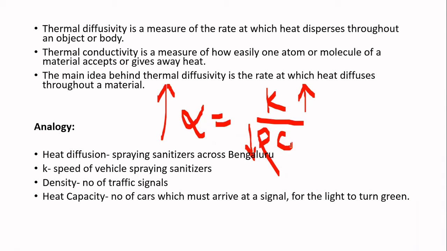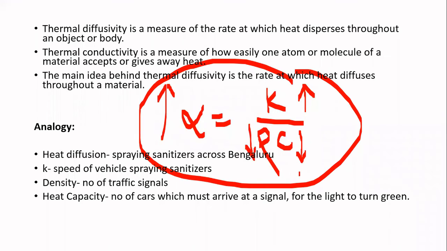C is the waiting time. So if we are decreasing the waiting time or holding capacity of traffic at a particular signal, again the rate of heat diffusion is going to increase. So this is how alpha is related to K and rho C. And what is alpha denoting? Alpha value will be denoting how fast heat diffusion can take place inside any material. Is the concept clear to everyone? Yes, sir.